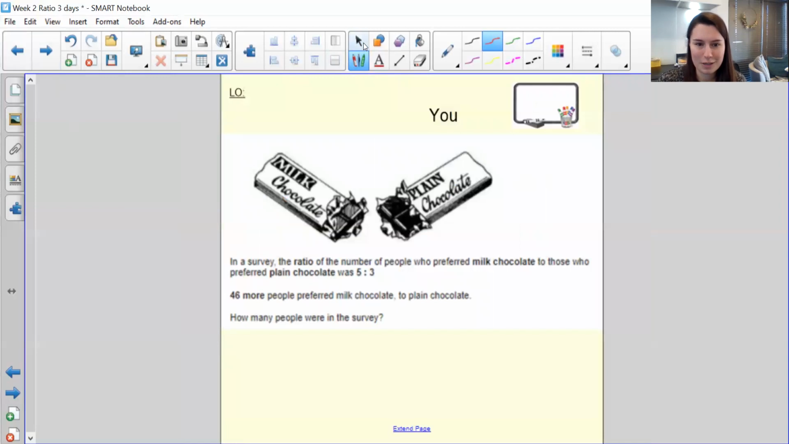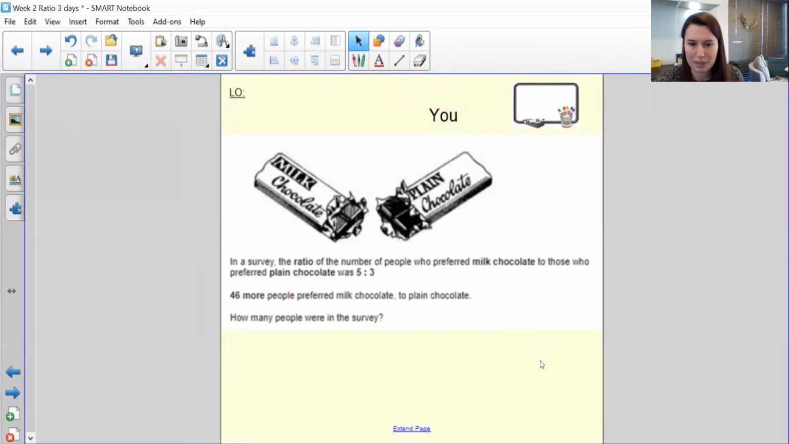Okay, one for you to try completely on your own now. In a survey, the ratio of number of people who preferred milk chocolate to those who preferred plain chocolate was 5 to 3. 46 more people preferred milk chocolate to plain chocolate. How many people were in the survey? So pause the screen there, draw everything you know and use the clues they've given you to work out how many people were in the survey.